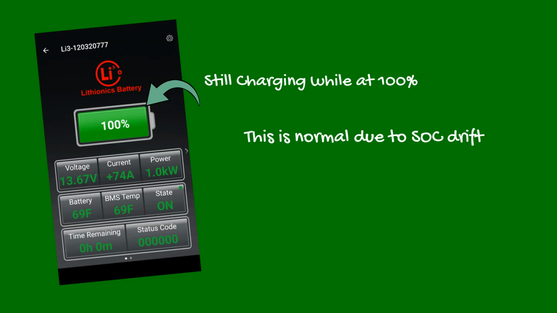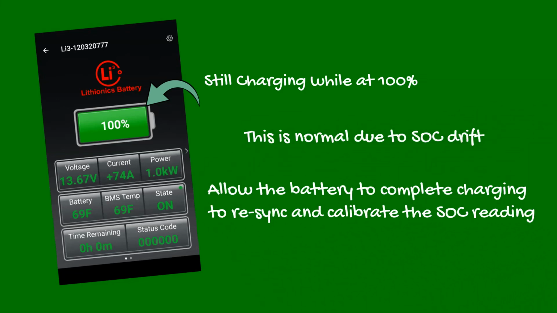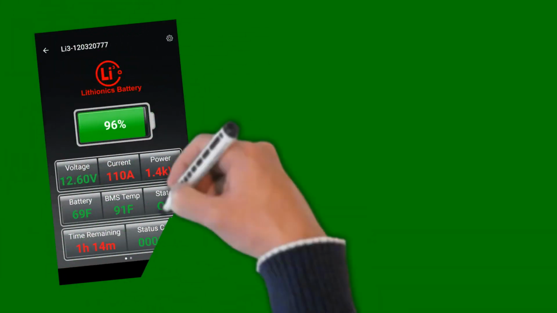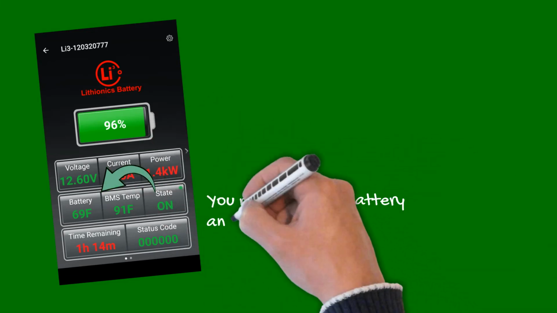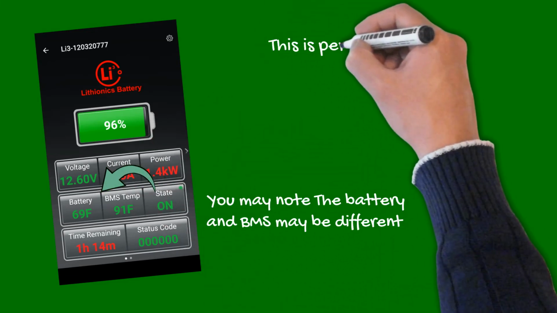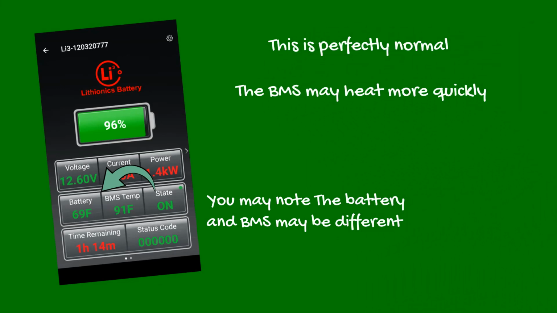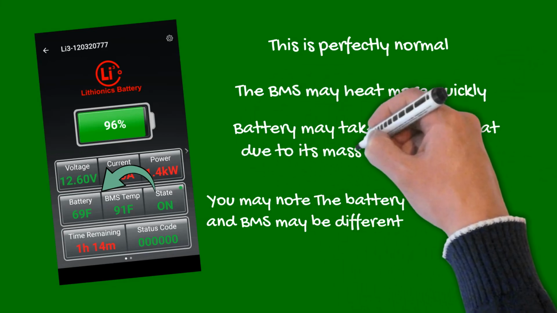Always allow the battery to finish recharging to resync the 100% value with the actual state of charge of the battery. Also note, the battery's temperature and BMS temperature may be different at times. This is perfectly normal, as the BMS module may warm quickly under heavier loads. On the other hand, the battery itself takes longer to react to loads due to its large thermal mass.